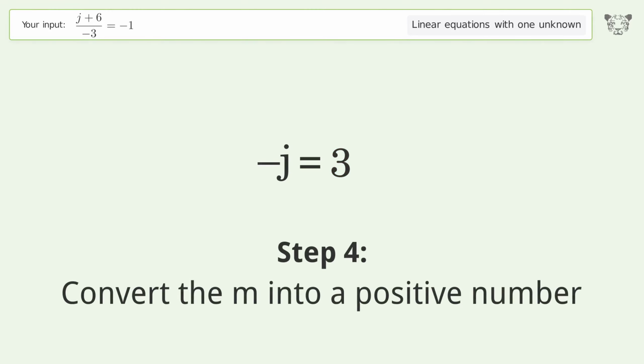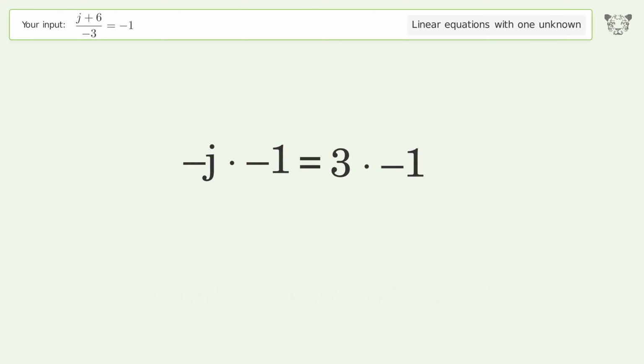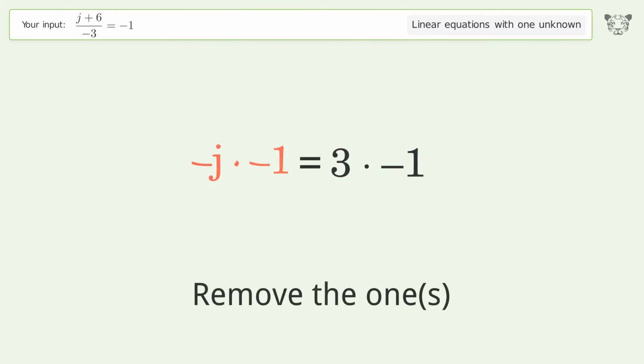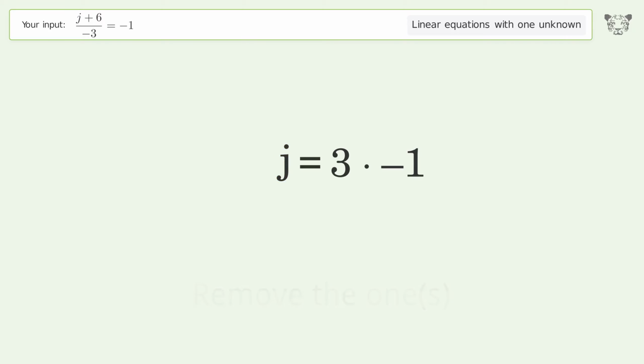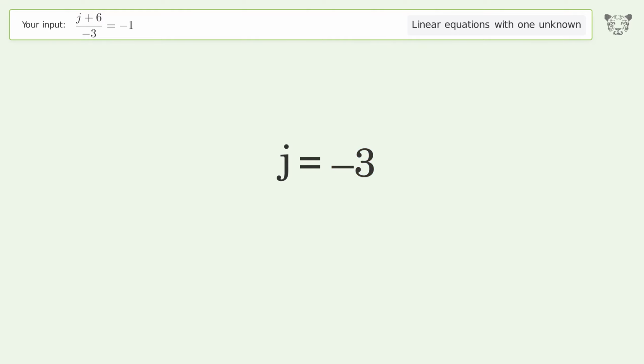Convert the m into a positive number. Multiply both sides by -1. Remove the ones. Simplify the arithmetic. And so the final result is j equals -3.